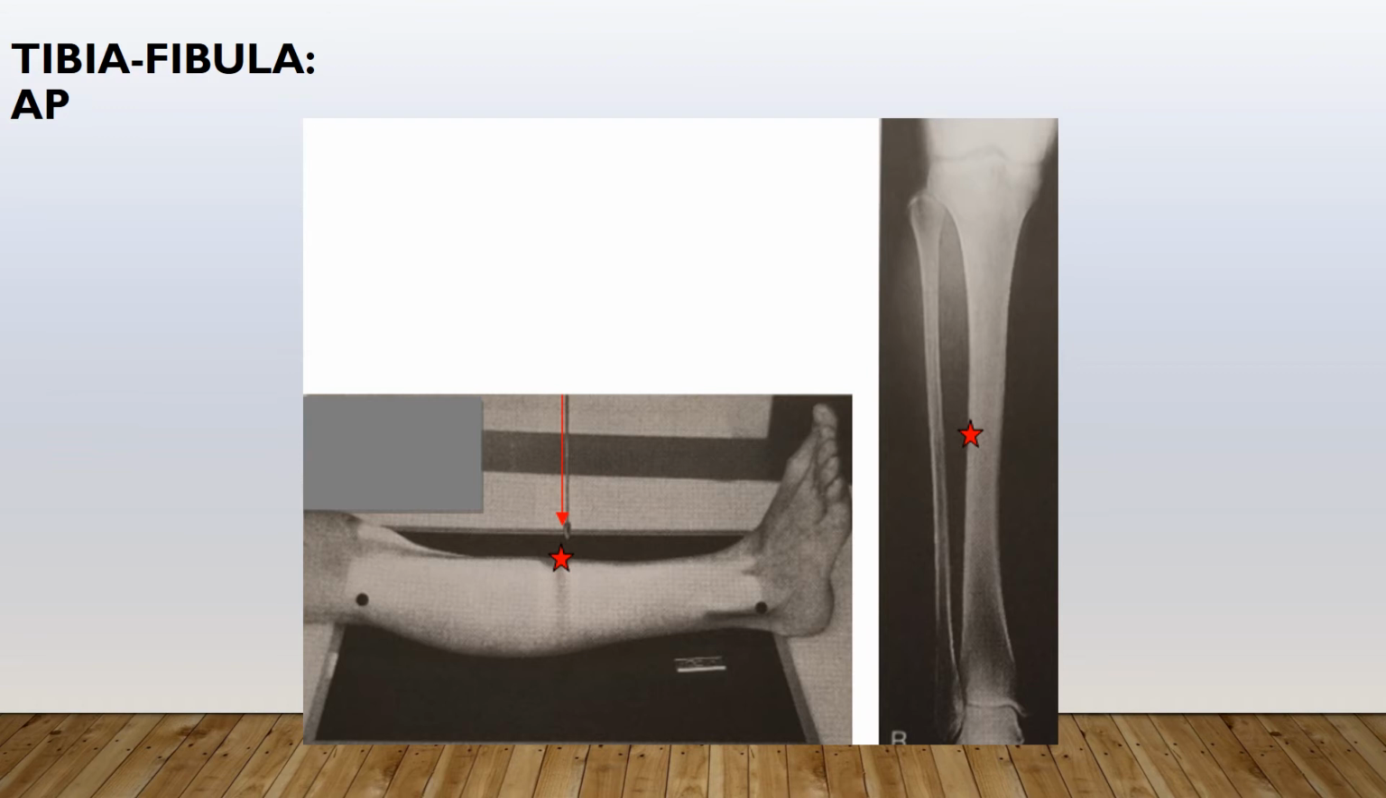If you are unable to include both joints, then you have to capture one joint on one image, and then you need to take another x-ray of the joint that you did not see in the first image. The center ray is going to be perpendicular to the midshaft of the lower leg.